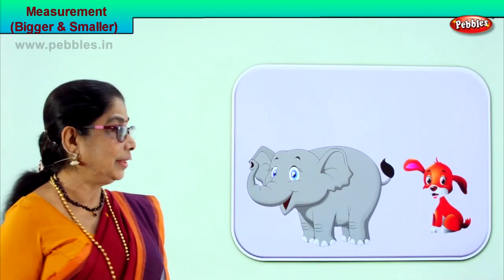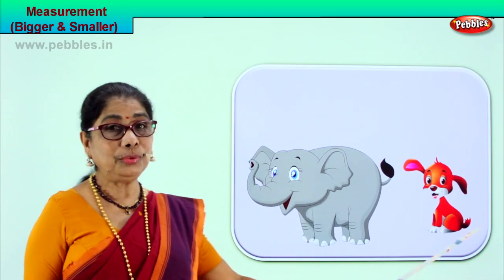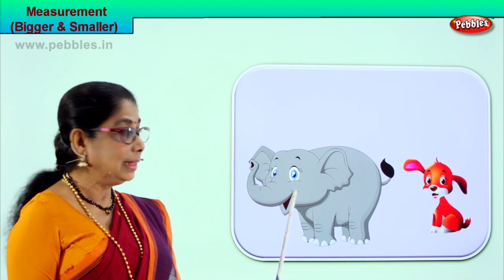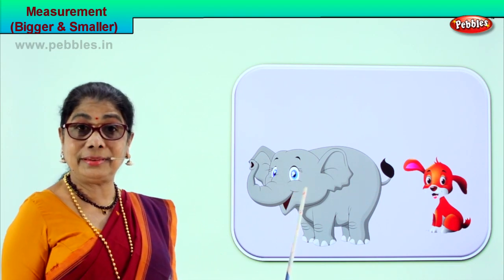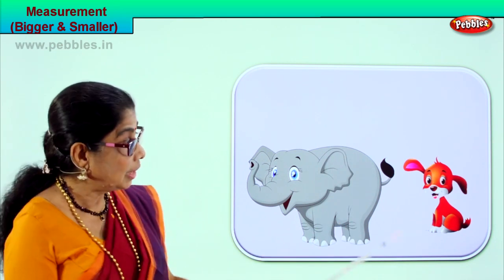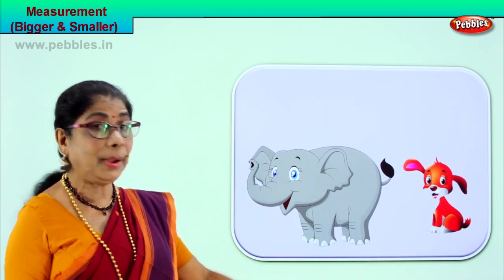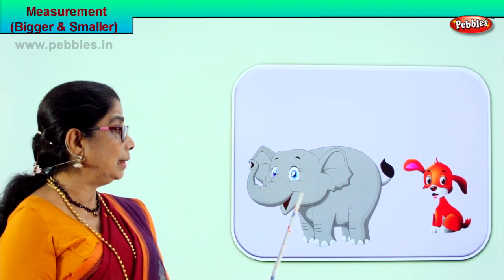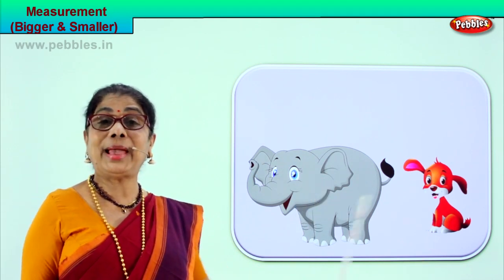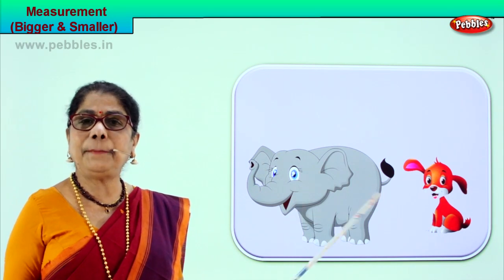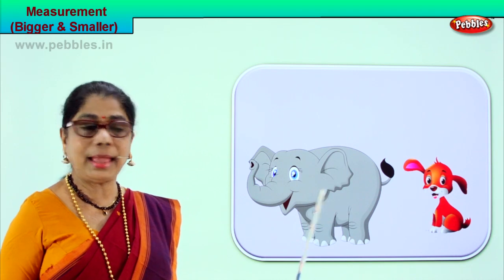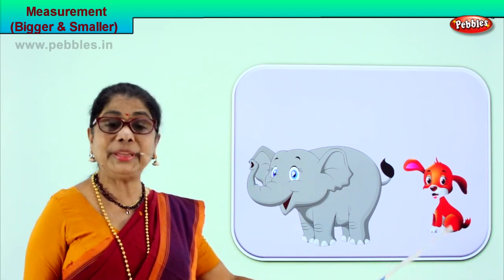Look what we have here. We have two animals, one little and one big. What is this? This is an elephant. Elephant is big and huge. And what is this? Here's a little puppy sitting and looking at the elephant. We are comparing two animals. Which is the bigger animal? Elephant. Elephant is the bigger animal. And the little puppy is smaller.